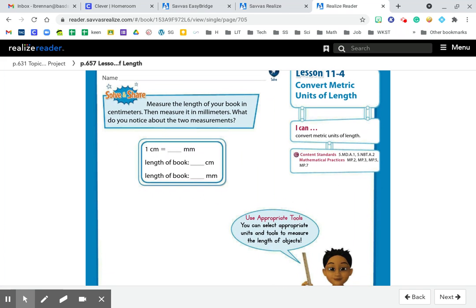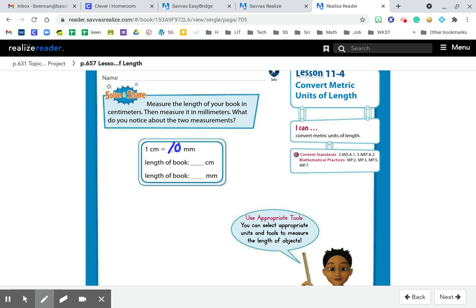If you have an 8.5 by 11 piece of paper or something in your house that you can measure, do it using your ruler that you got from the school. And you're going to notice that 1 centimeter is going to equal 10 millimeters.